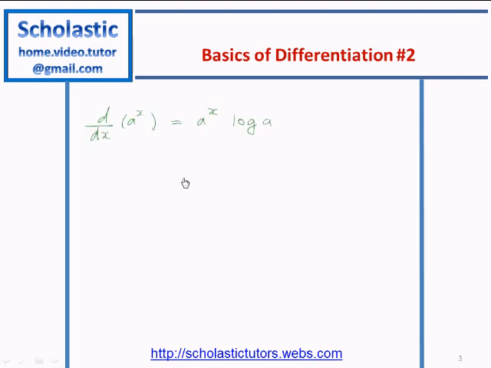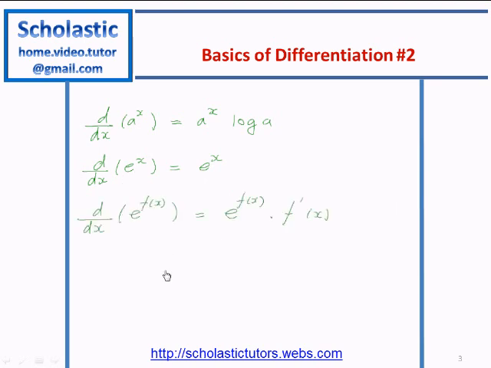Okay, let's see a few more. Here we have a to the power x. Differentiation of a to the power x with respect to x, you get a to the power x times log a. And e to the power x, if you differentiate e to the power x, you still get the same thing, e to the power x. Differential of e to the power x with respect to x will be e to the power x.